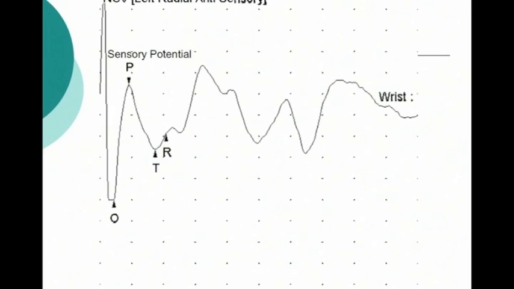Here's another example. Remember I told you about the shock artifact. When it's too big, it engulfs the sensory potential in it. Here it's very difficult to tell where the sensory potential started. You can see a little bit where it ended, obviously. You can for sure see the peak. But it's tough to see where it started.